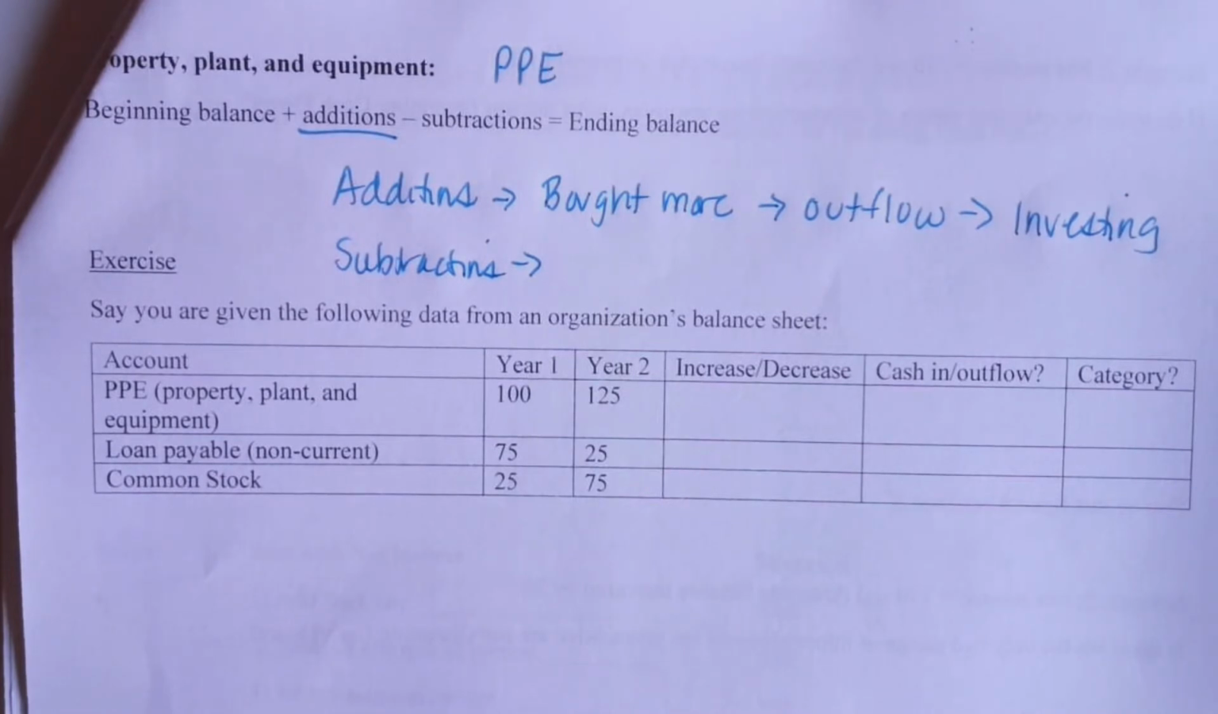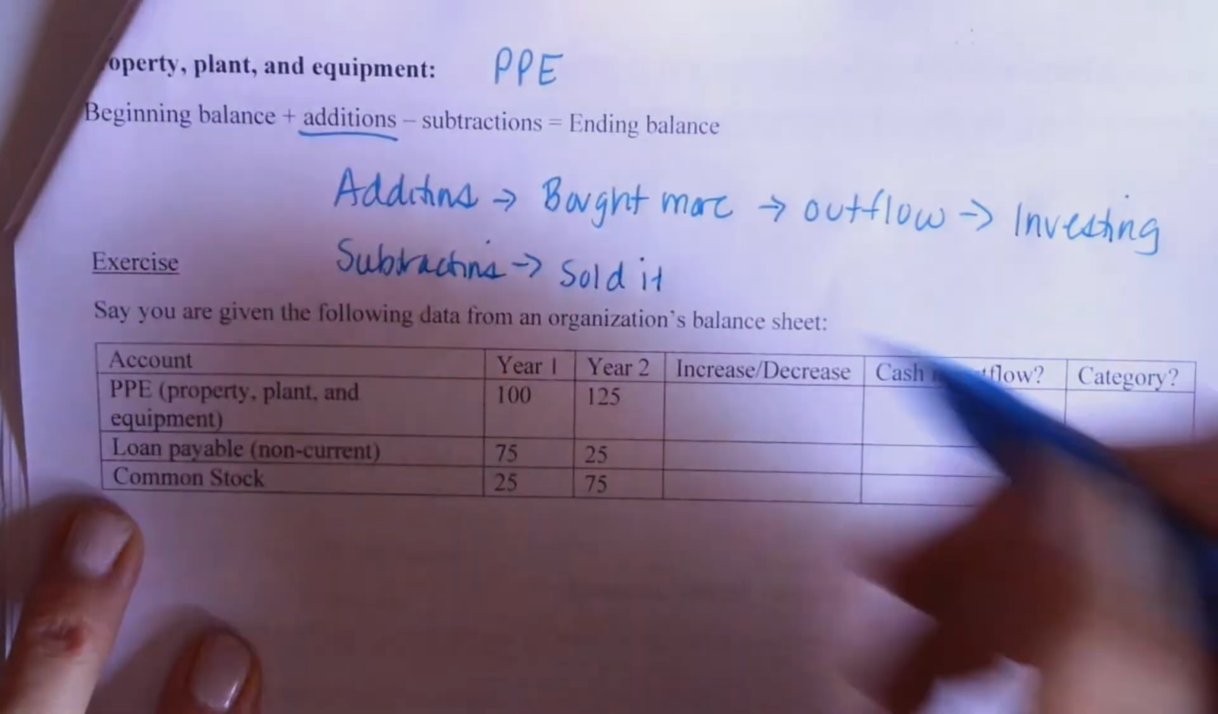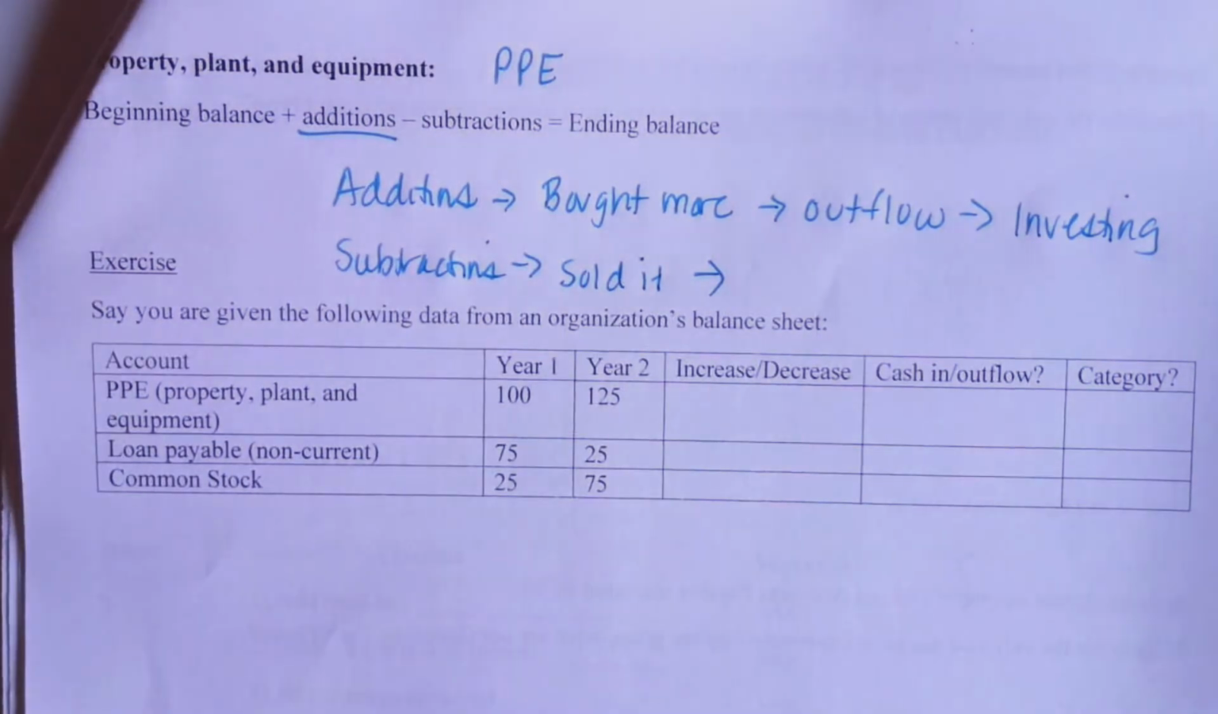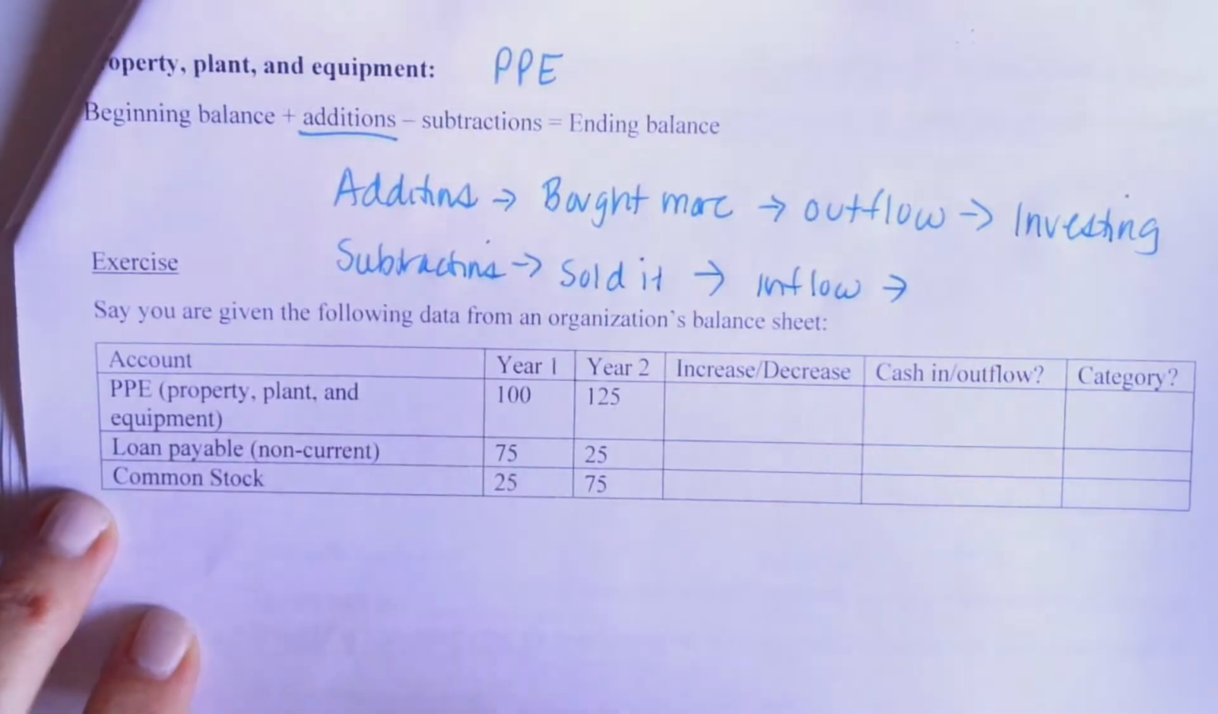And then what makes it go down? Right, assuming we got cash for it, that's an inflow. And then what kind of activity? Good.